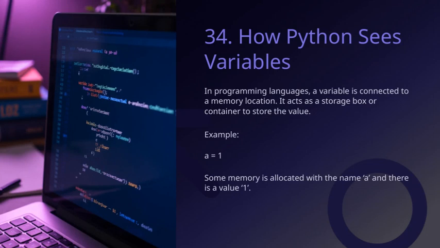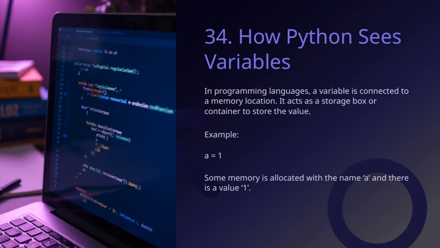So here we see that some memory is allocated with the name a, and it holds the value 1. Essentially, when we write a equals 1 in Python, what's happening behind the scenes is that Python creates a memory space, labels it with the name, and stores the value 1 there. Think of a variable like a storage box. By giving it a name, we can easily reference and manipulate the data stored inside. This example helps illustrate how Python manages variables.